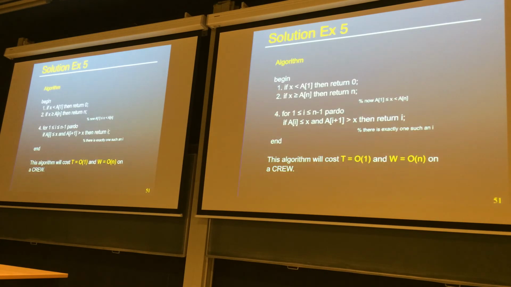Okay, here's the algorithm. If x is less than a1, return 0; if larger or equal to an, return n. In all other cases, find this unique index i and return i. And here, of course, it's very crucial that I know that there is exactly one such unique i, because otherwise we could have a violation.